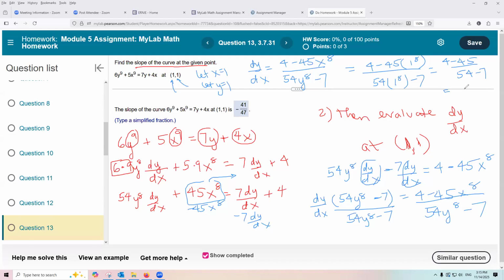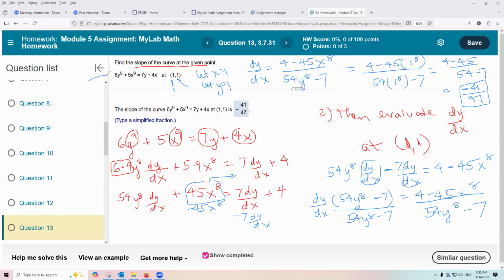So on the top, I think we have a negative 41. On the bottom, we have a 47. So negative 41 over 47 is the slope of the tangent line, or the slope of the curve at that point.